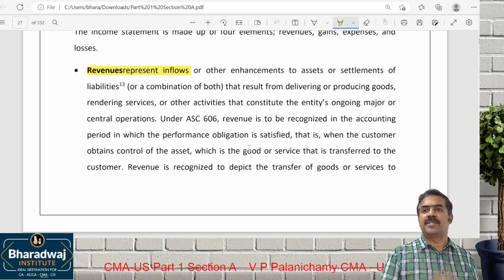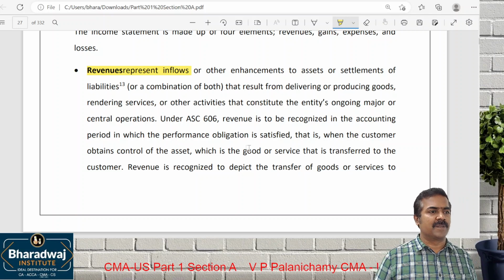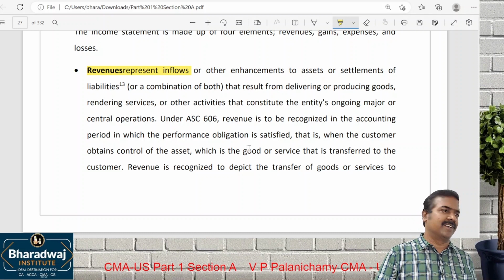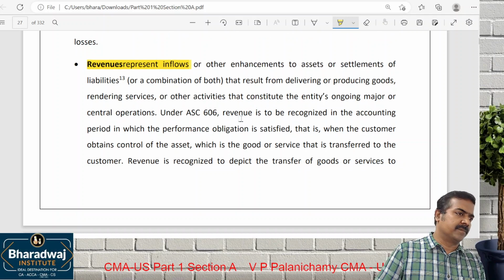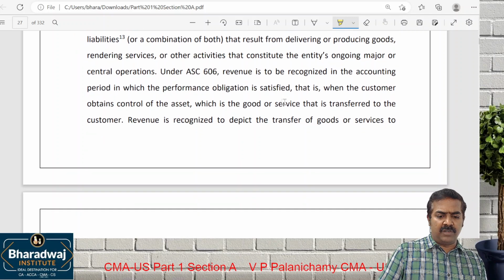Sometimes you trade on commission basis also. What do you mean by trade on commission basis? You buy the product and sell the product on commission basis. That also will be included. So all the incomes, all the recurring incomes, we call it as which one? Revenue. Revenue will be recognized.